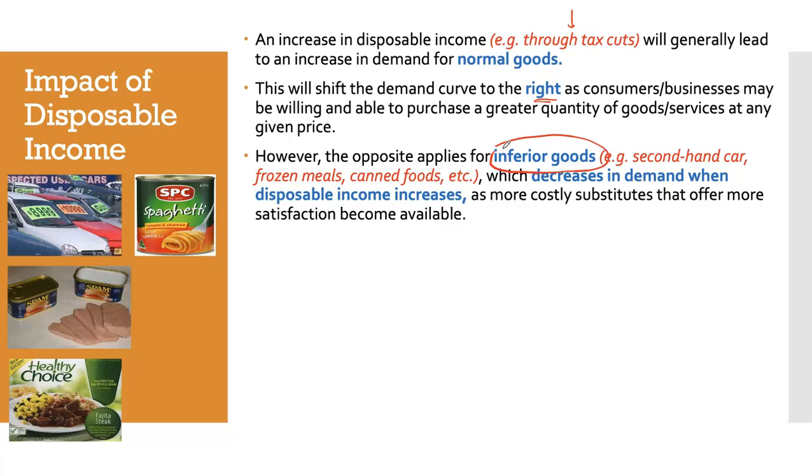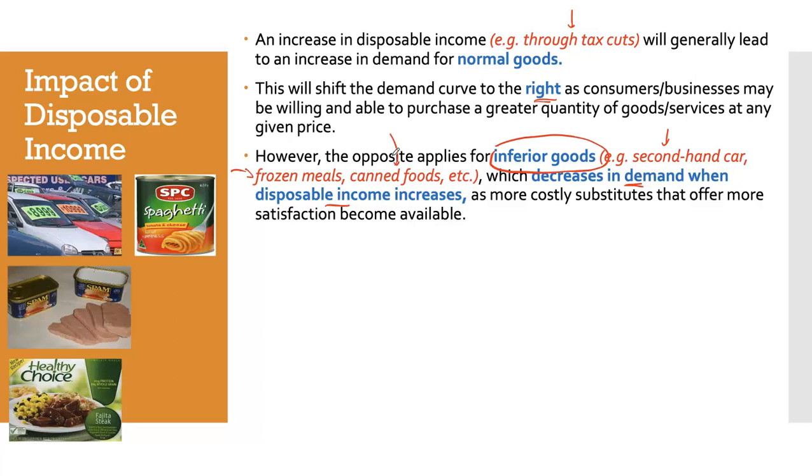These are goods where there is a decrease in demand when disposable income increases. This is because the more costly substitutes offer more satisfaction. So these are the things that people buy when they don't have much income. For example, second-hand cars, frozen meals, canned goods, cheaper goods that people only buy because they have less income.